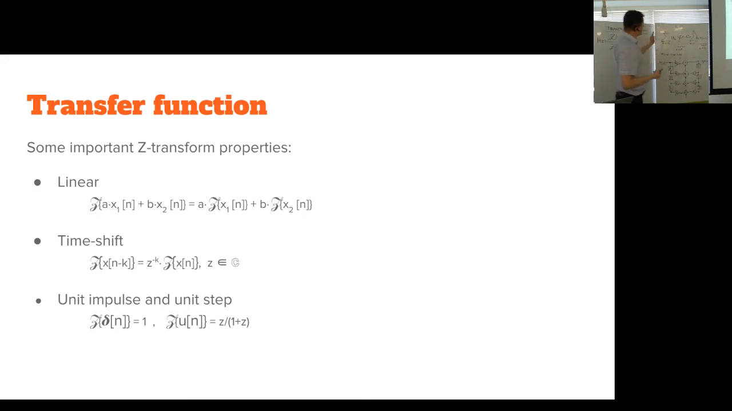Let's try to do the Z transform of our difference equation. Just take the Z transform of the left-hand side and the right-hand side. Why can we do it? Because the Z transform is linear, we can easily just do it. So Z transform the difference equation.